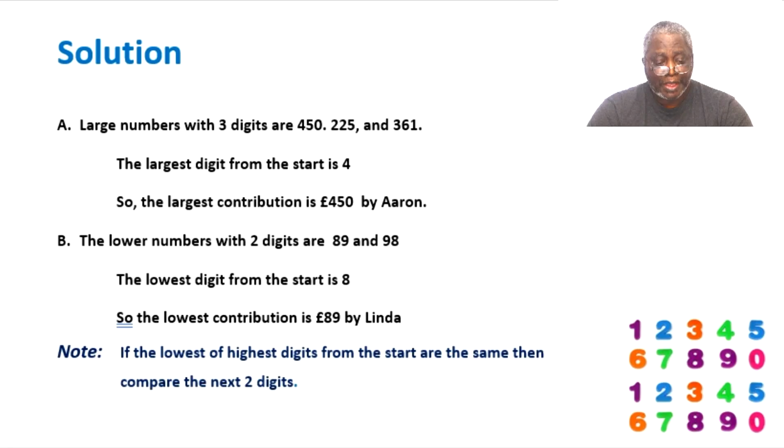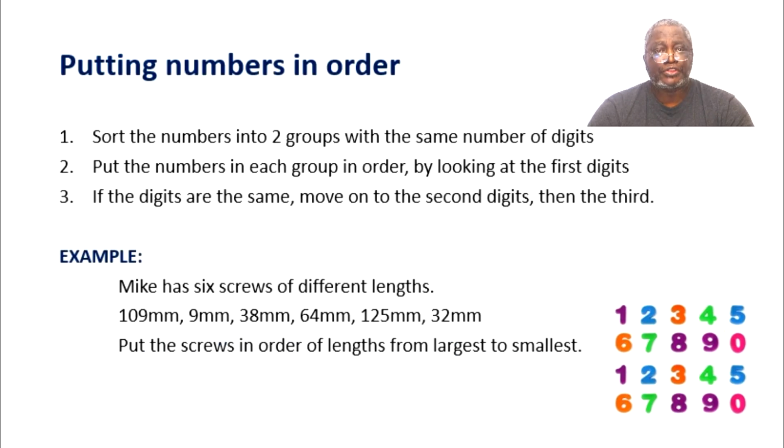Please note, if the lowest or highest digits from the start are the same, then compare the next digits. It sounds obvious, but sometimes we can easily forget things like that. We can also put numbers in order following the same principles. The only thing is we have to separate them by their number of digits. The 3 digits to one side, the 2 digits to one side, and then you start ordering them. Firstly, sort the numbers into groups with the same number of digits. Secondly, put the numbers in each group in order by looking at the first digit. And thirdly, if the digits are the same, move on to the second digit, then the third.